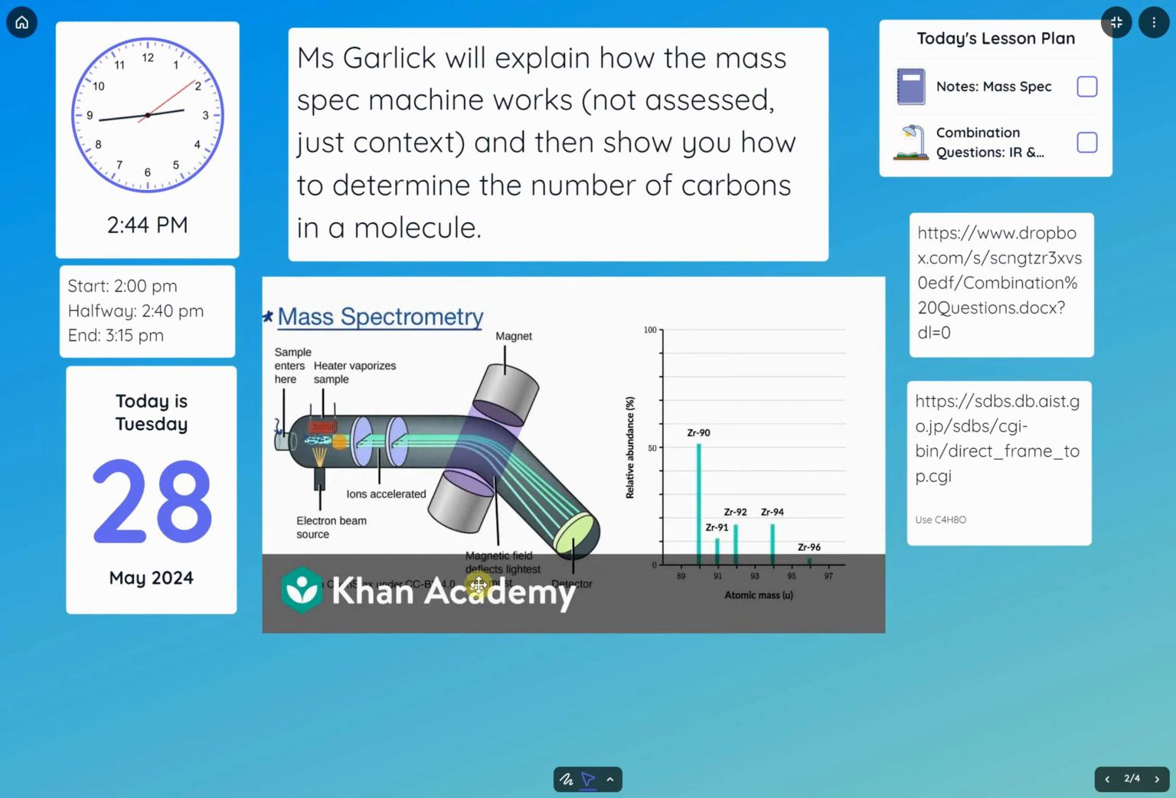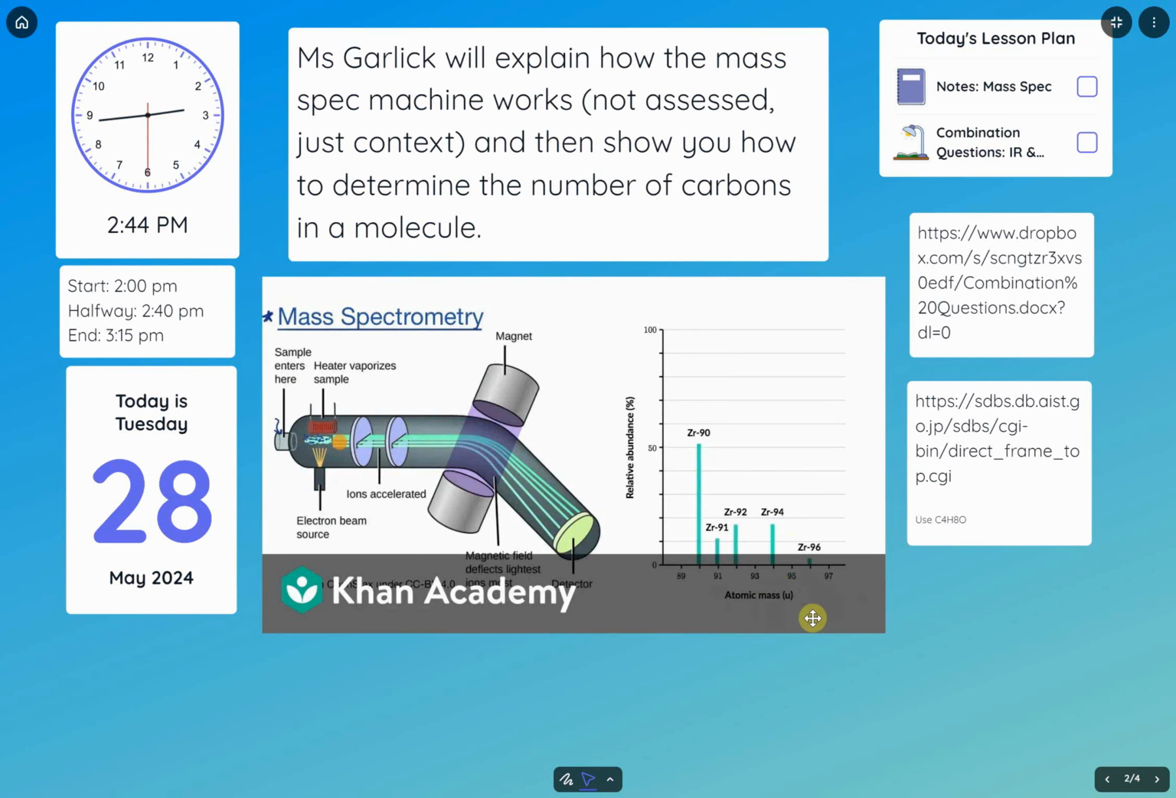Then I really don't like how they branded this. Now you can't actually see it as well. Then it hits a detector. This is basically something that's just measuring what's hitting it. It measures the frequency of the size of item that hits it. And then it gives you this data here, which is our mass spectra data.